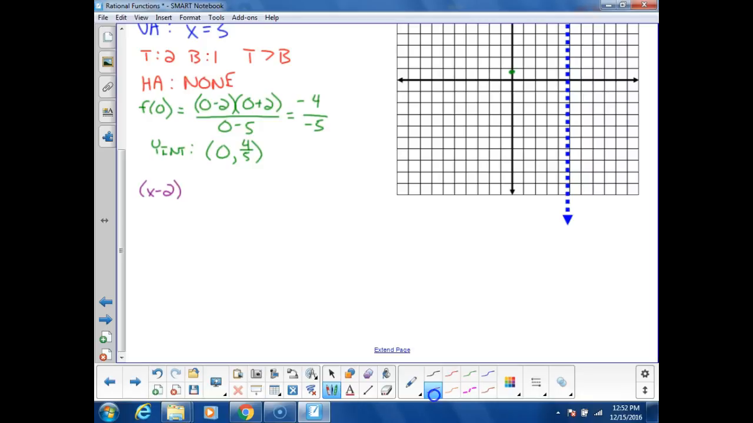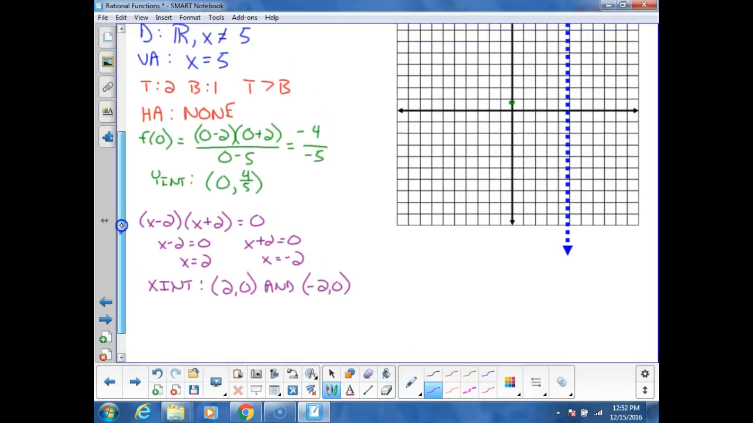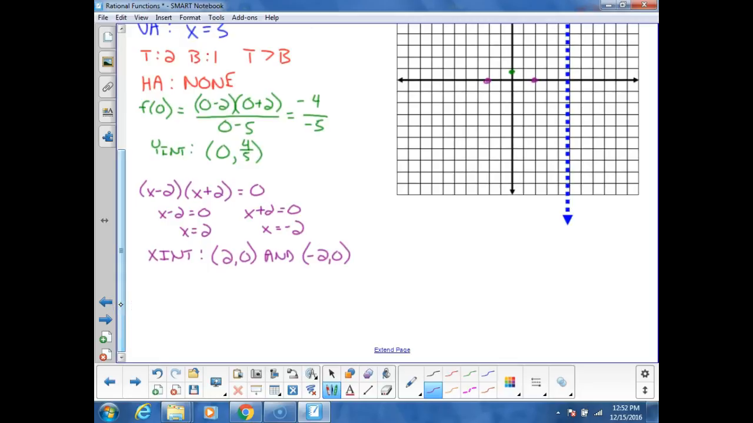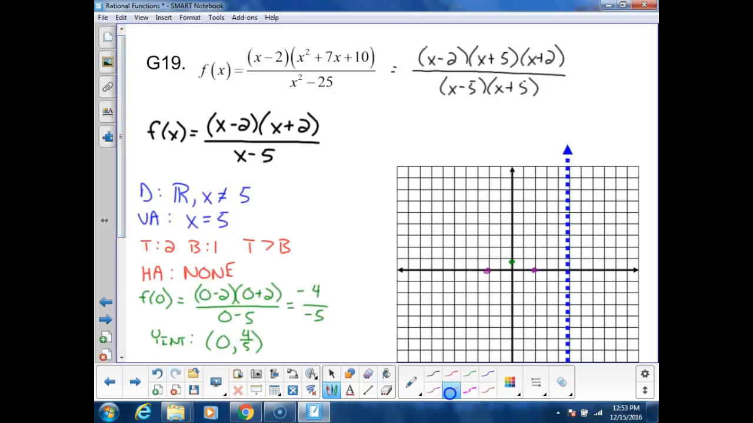X minus 2, x plus 2, x equals 2, x equals negative 2, so that gives me x-intercepts at 2, comma 0, and negative 2, comma 0. Okay, I have a hole. Factored out an x plus 5 way back up here. So that means I have a hole.